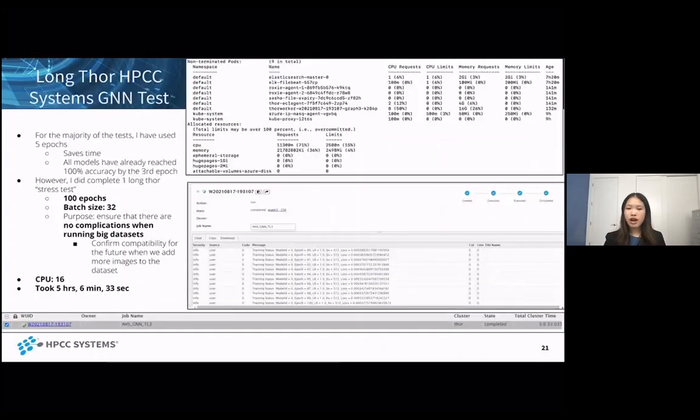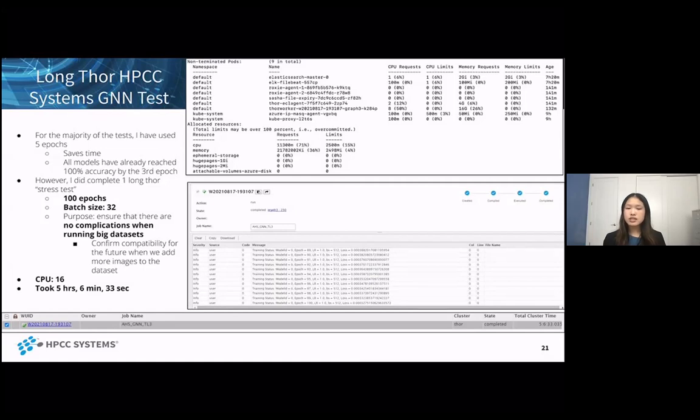Up to this point, I've mostly used 5 epochs for each test. Since the models usually reach 100% accuracy within the first 2 epochs, there was really no need to wait and run 100 epochs every time. But I did run one long Thor HPCC Systems GNN test.